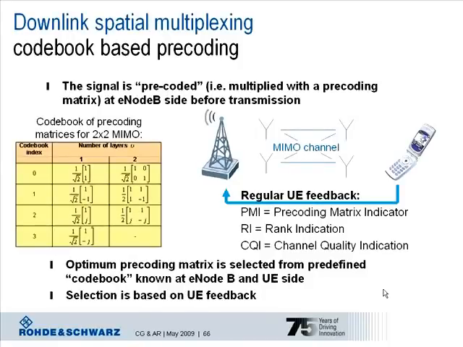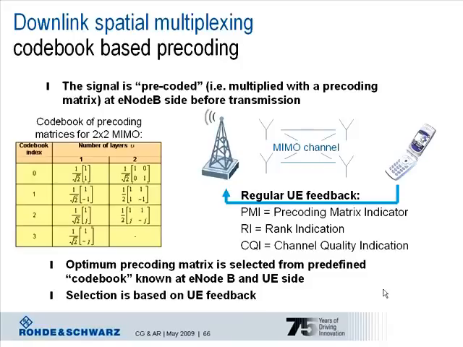Now let's have a look at the downlink spatial multiplexing operation in LTE, which again uses a codebook-based precoding. So what is a codebook? The codebook is actually, for the 2x2 MIMO case shown here on the left-hand side, this table taken from the specification. The table effectively contains entries of precoding vectors and matrices, which are multiplied with the signal in the precoding stage of the base station.